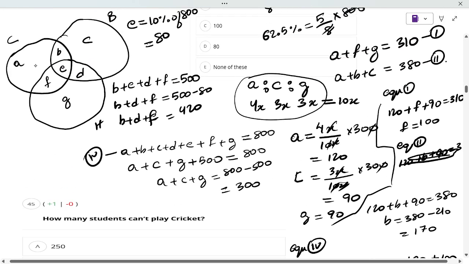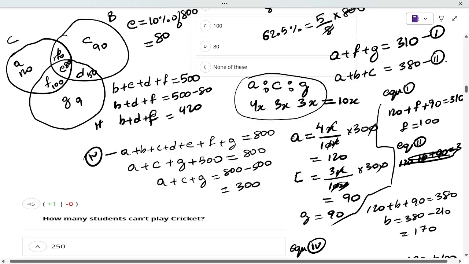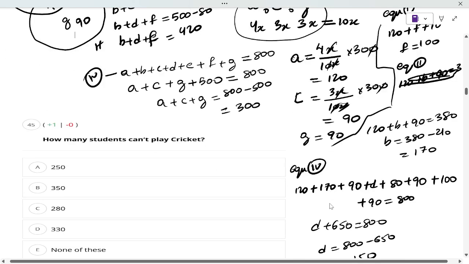A we got 120. B we got 170. C we got 90. D we got 150. E we got 80. F we got 100. And G we got 90. So yes, now we can crack the questions.